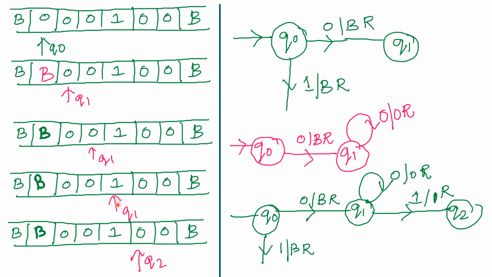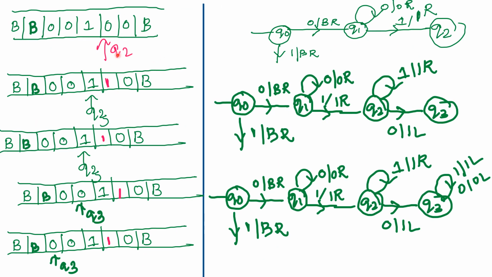Yes, okay. So now if you are reading 1, Q1 1, what will happen? If you are reading Q1 1, you have to replace the 1 and we have to move to the next side, the next cell. If you are reading continuously 0, the loop will be here. If you are reading 1, you have to replace it by the same 1, then you have to move right and go to the next state.